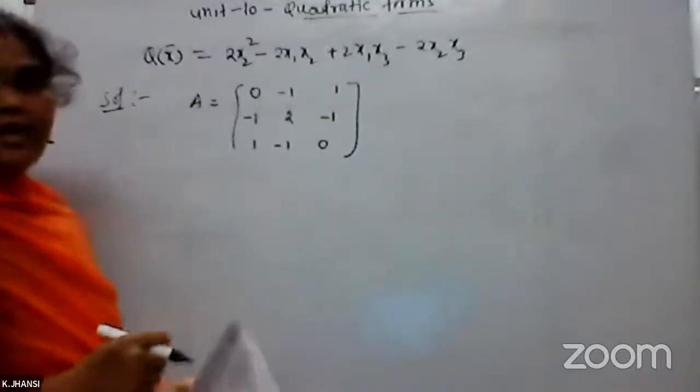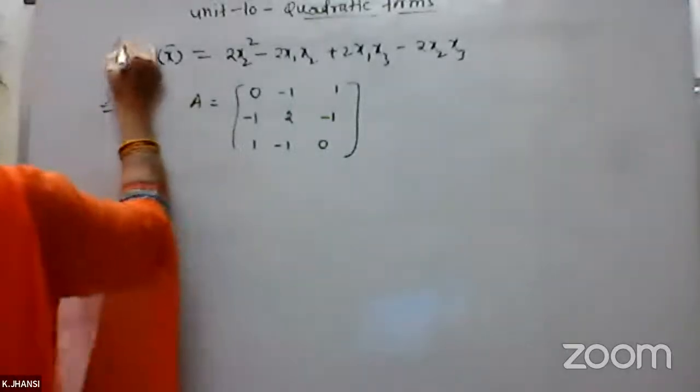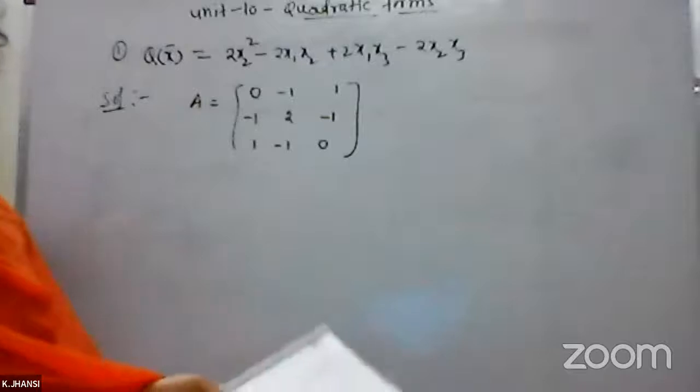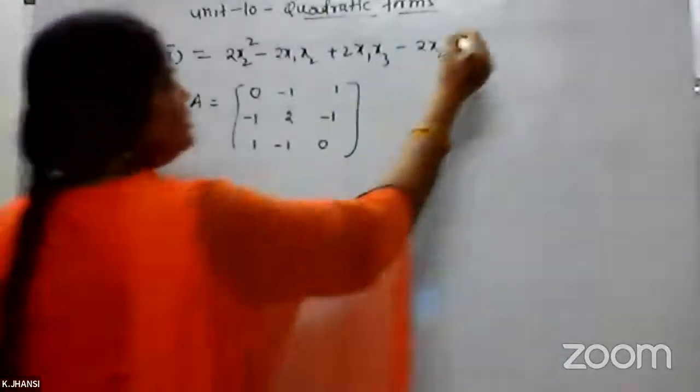For finding the eigenvalues and to show whether it is positive definite, negative definite or indefinite, you have to find the determinant of A minus lambda I.